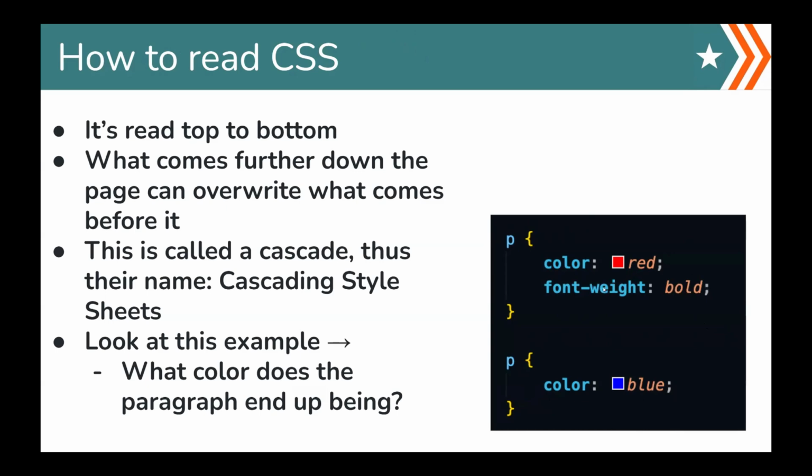The bold didn't get overridden. That wasn't set again the second time it was declared. But the blue was, right? Even though we set red before, because the p came after the first declaration, the blue is what's being set as the final say of what the color should be.